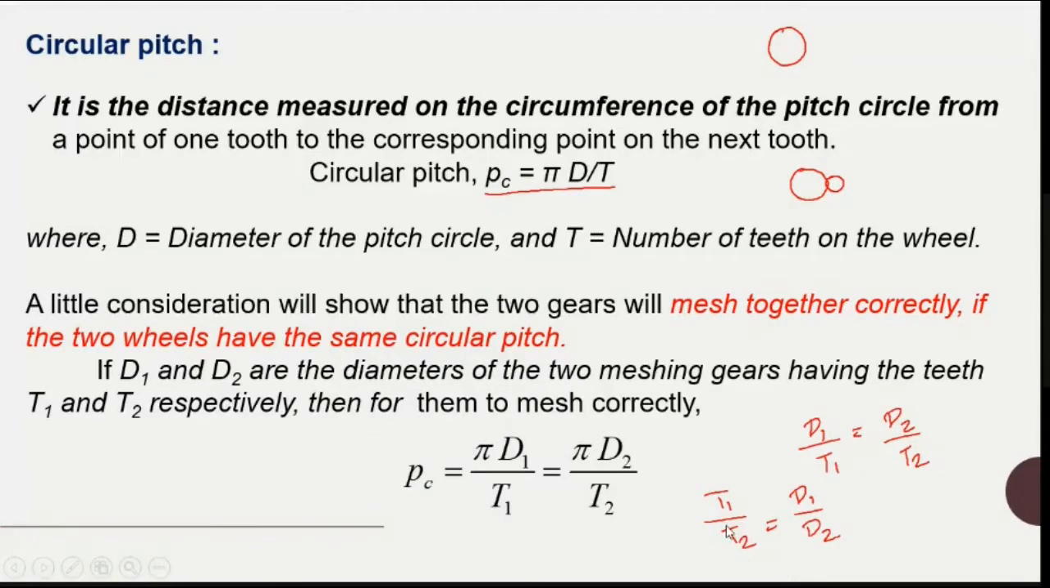The relation indicates that diameter 1 is directly proportional to teeth T1, and similarly diameter 2 is directly proportional to T2. So the ratios of these diameters to teeth are always equal. For example, if you have a diameter of 50 mm with around 20 teeth, then D2 should follow the same proportion. If D2 is larger, the teeth must scale accordingly. If the proportion is different, the gears won't mesh properly.